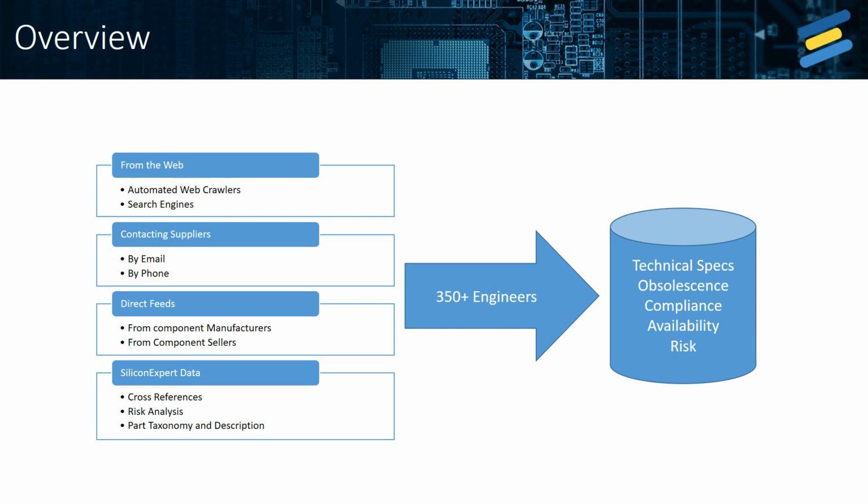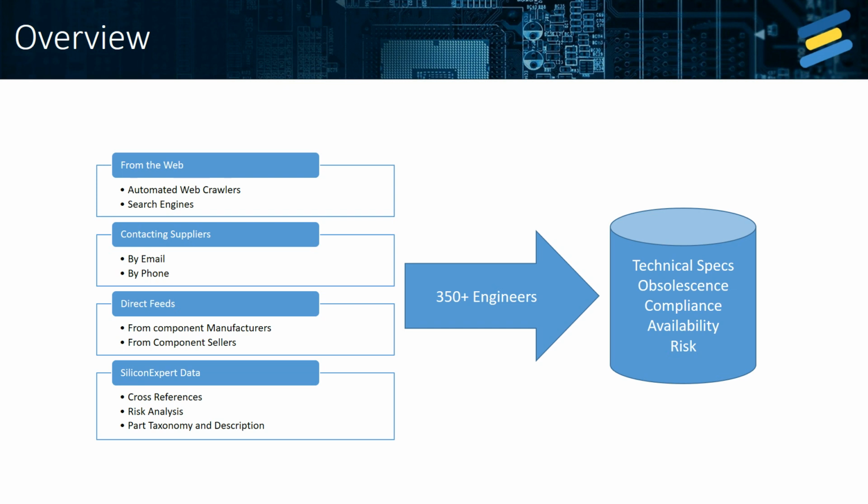So where does this data come from? Well, mostly from the World Wide Web through automated web crawlers and search engines. But other sources include directly contacting suppliers by email and by phone. Another source of data is receiving direct feeds from component manufacturers and component sellers. We currently receive feeds from over 1,000 suppliers.